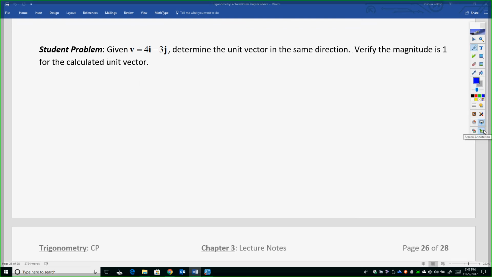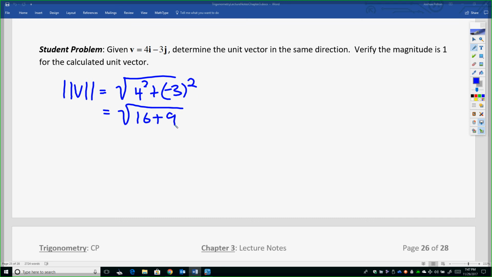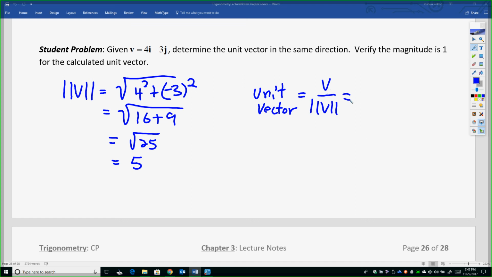Okay, so again, we need the magnitude first. So for the velocity, the magnitude of the vector is the square root of 4 squared plus negative 3 squared. So that's 16 plus 9, which is 25, which is 5. So therefore, the unit vector: the original vector is 5 long. So if I divide it by 5, I'll get 1. So the original vector is 4i minus 3j. Divide that by 5. I get 4/5 i minus 3/5 j. So that is my unit vector.